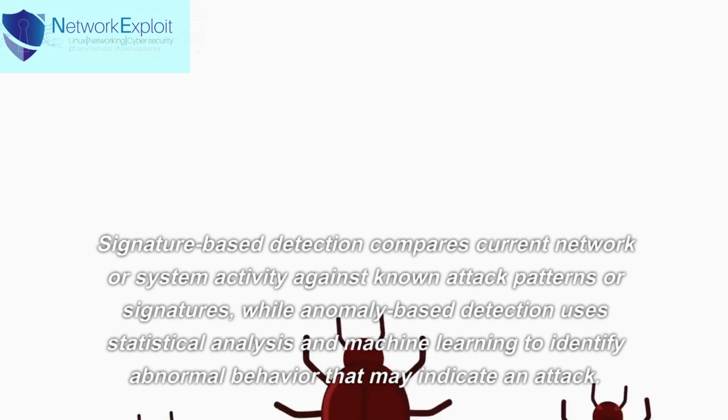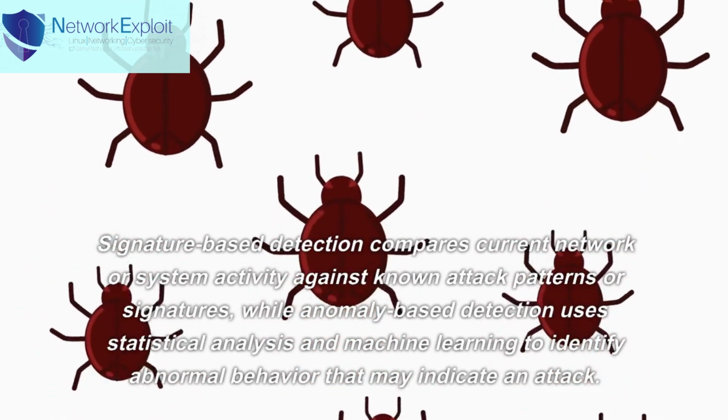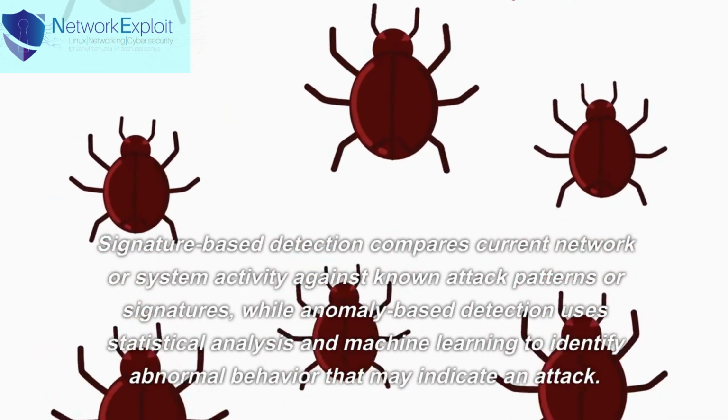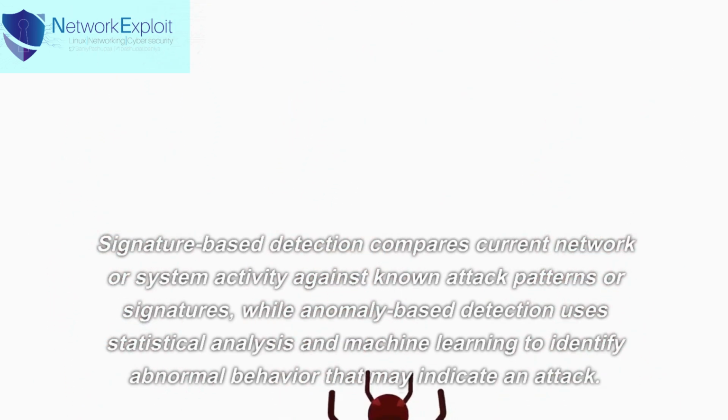Signature-based detection compares current network or system activity against known attack patterns or signatures, while anomaly-based detection uses statistical analysis and machine learning to identify abnormal behavior that may indicate an attack.